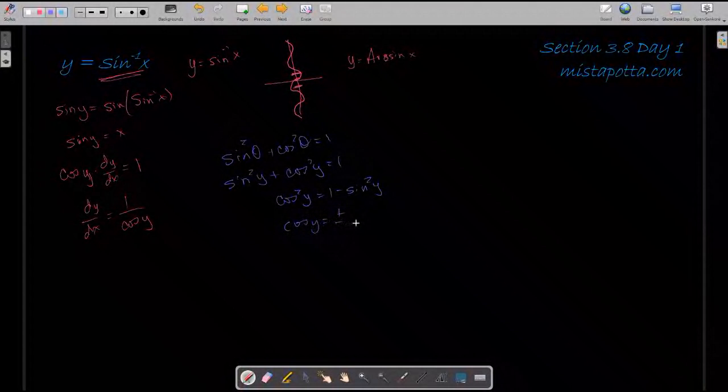Now, normally when I'm taking the square root in this situation, I've got a positive and negative square root. However, for the angles that we're considering, from negative pi over 2 to pi over 2, cosine is strictly positive. In other words, I'm not going to have to worry about this negative sign. So for our purposes, I can say that the cosine of y is really the positive square root of 1 minus sine squared y.